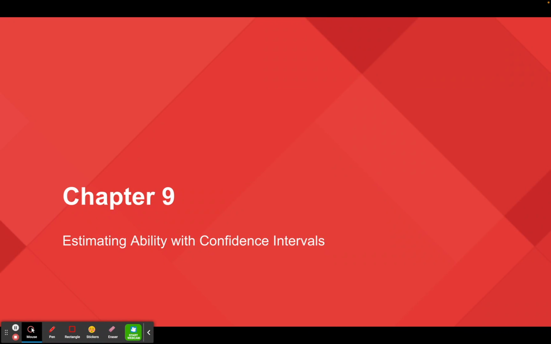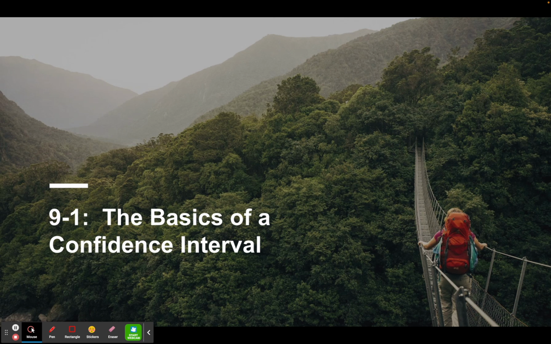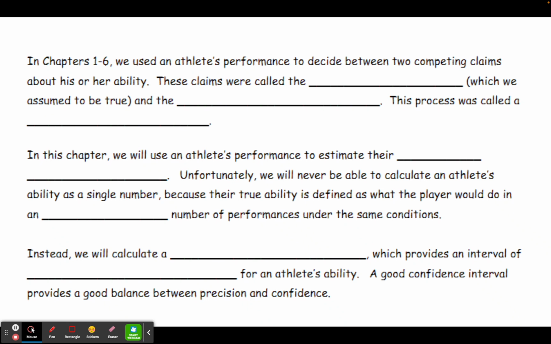Chapter 9 is about estimating an athlete's ability using confidence intervals. And in this first section, section 9.1, we're going to discuss the basics of a confidence interval. So, we're going to cover some vocabulary that you'll see throughout this chapter, the general format of what a confidence interval looks like, and then also how we can either change our level of confidence or the precision of our interval by making some changes.